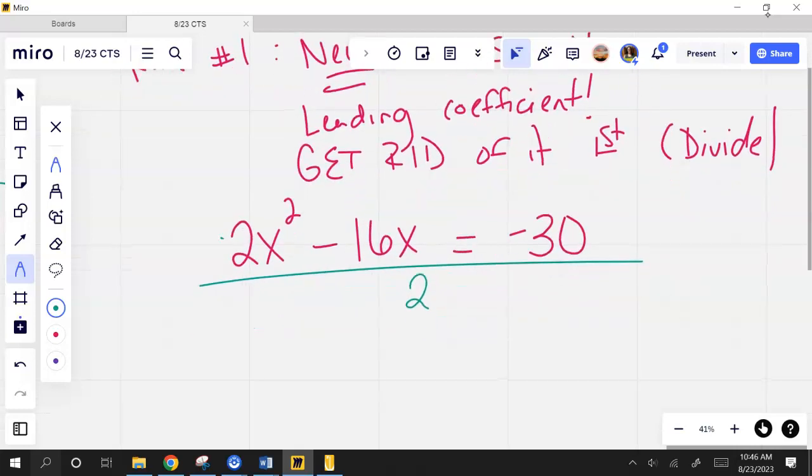So it's gone here, right? So I have x squared. What's negative 16 divided by 2? Negative 8. And then negative 15. Anybody confused on that step?